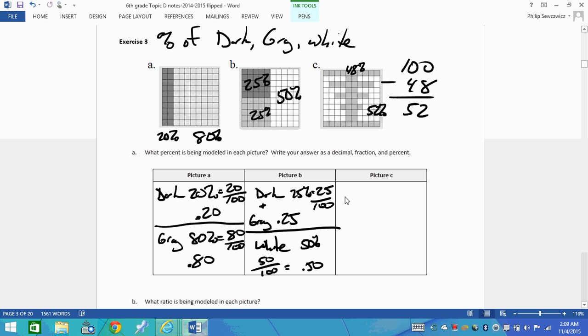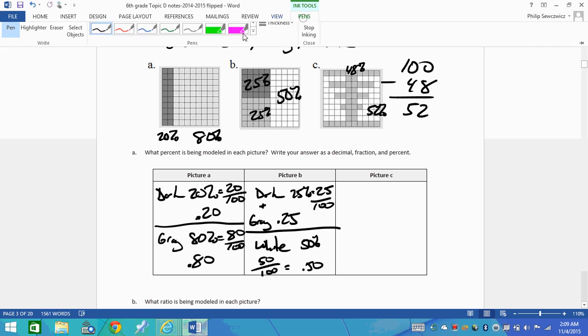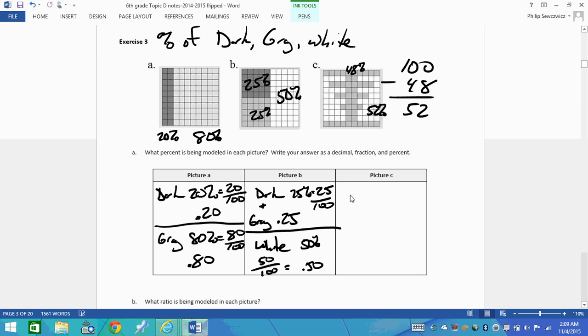Pause it. I'm even going to pause. So let's see what you got there. Oh, there we go. How about for the white portion there? Did you start? And did you, again, say it's out of 100? And then when you say it, 52 hundredths. Yeah, there we go. We've got it there. All right.